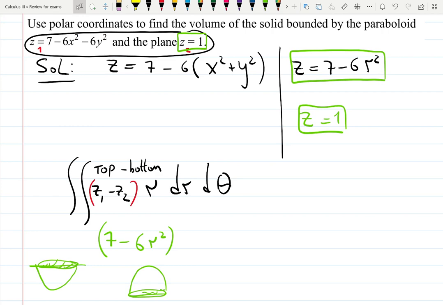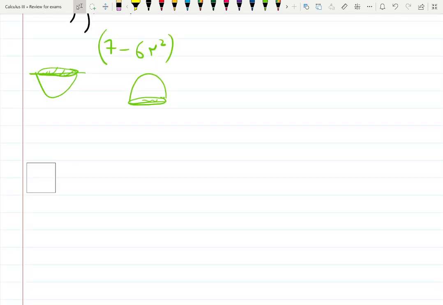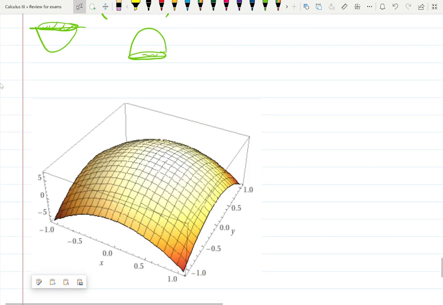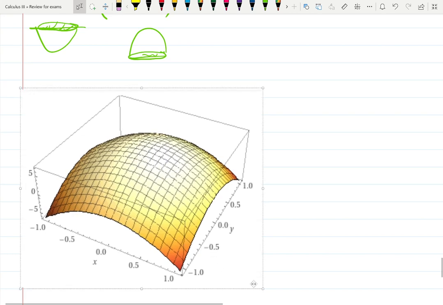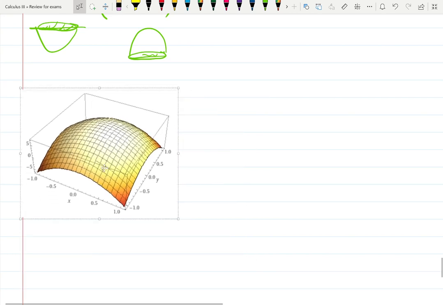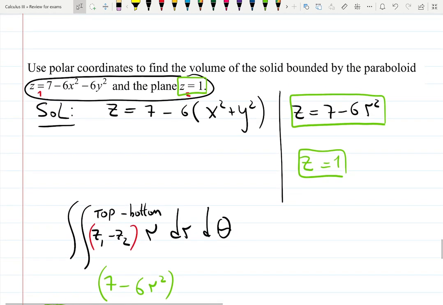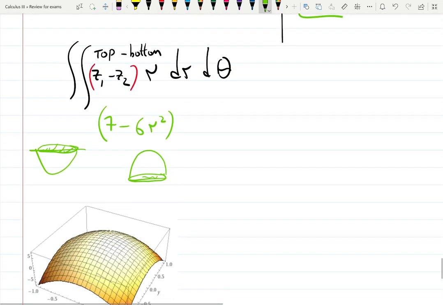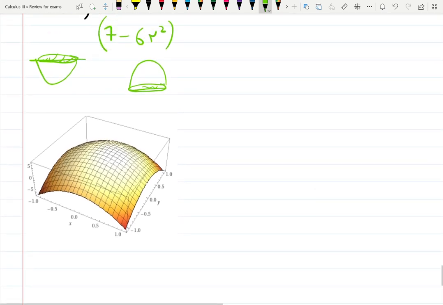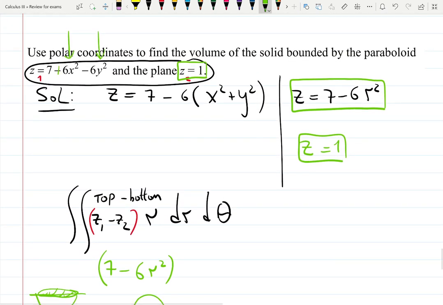The picture of this paraboloid looks like so. It's concave down. How do I know? Because we have minus x squared and minus y squared. So the larger your x squared and y squared are, the smaller your z. So that's how you know it's concave down. Or in general, if you have pluses here, it's concave up; minus, concave down.